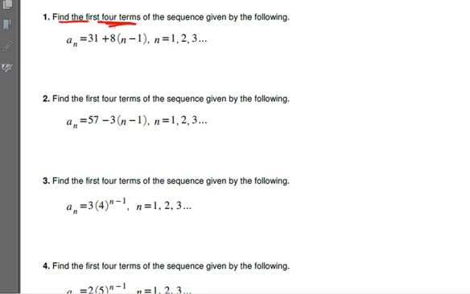Here's what your problems will look like. This says find the first 4 terms of the sequence, and they give the explicit formula. A sub n equals 31 plus 8 times the quantity n minus 1 for values of n equals 1, 2, 3, and so on and so forth. So we're counting numbers here. So a sub 1 is just going to be 31 plus 8 times 1 minus 1. That term there will go to 0.